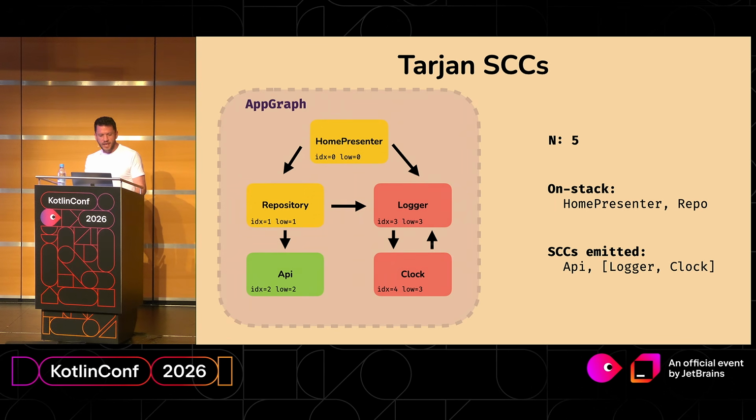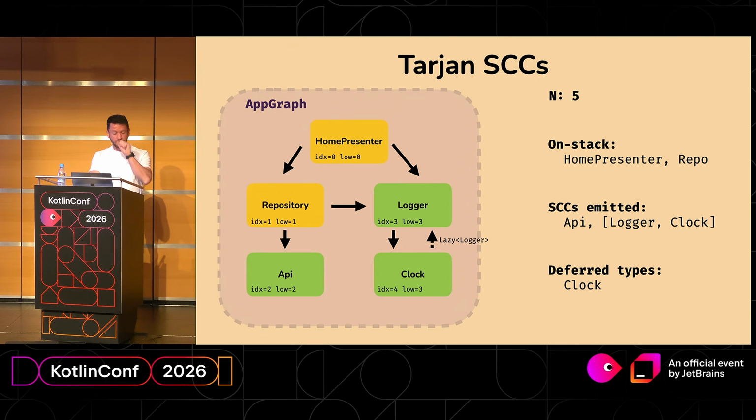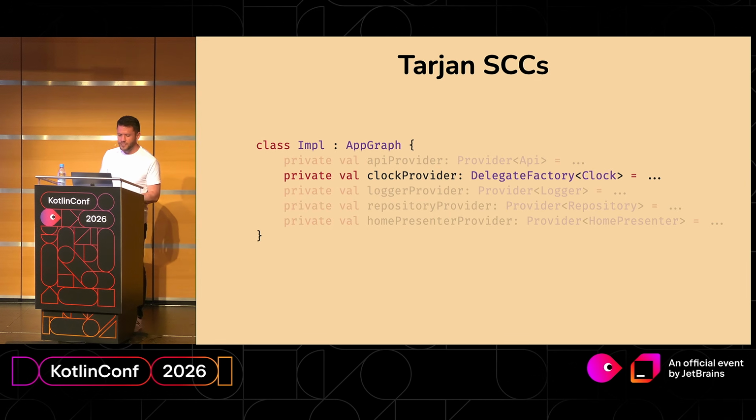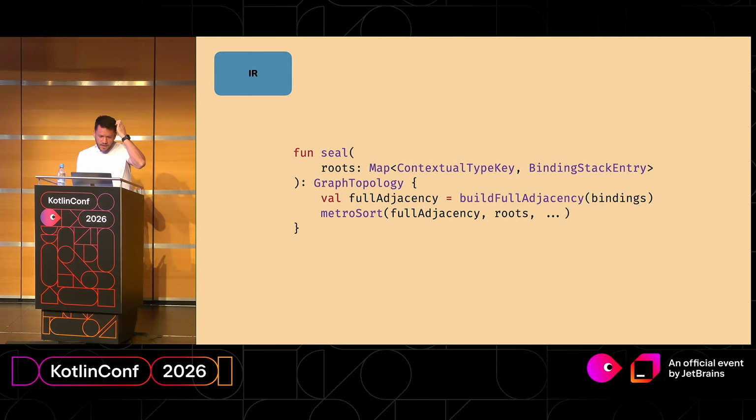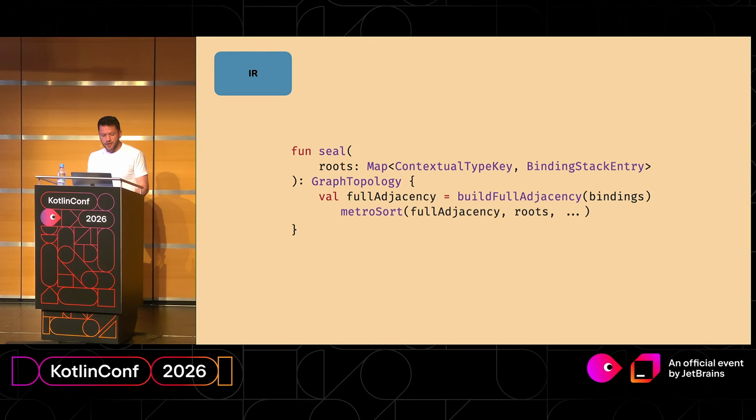But say the clock has a lazy dependency on logger, and this is actually allowable. Metro's sort tracks these points in what we call a deferred set here. And whenever we emit fields for these in a valid cycle case, then we use a type called DelegateFactory. It's pretty handy. It's basically like a late-init provider, so that we can pass a reference around elsewhere that needs a provider, and then we just set it after everything else is set. And that's it for the sorting side. And we have our topology back here for valid graphs.